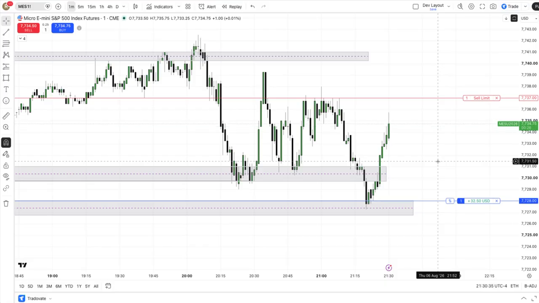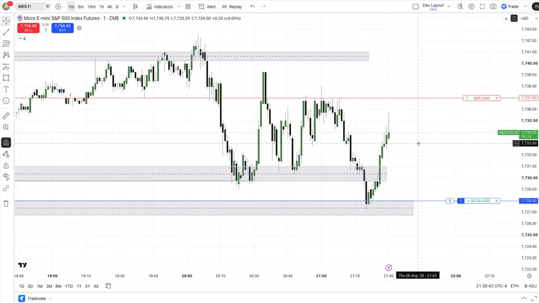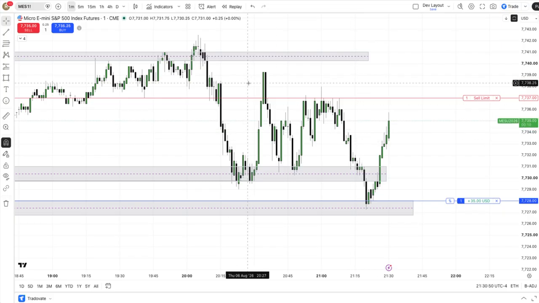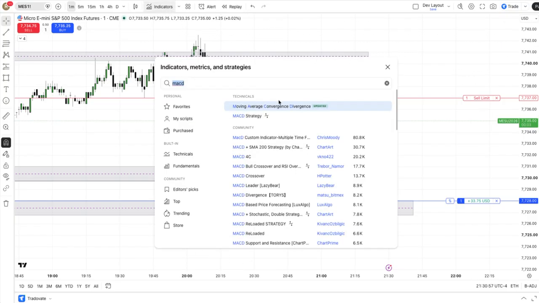In this video, we're going to be continuing where we left off in the last lecture, support and resistance. We're going to be looking at some indicator. Yes, another indicator. We started with the EMA, exponential moving average. This time we're going to look at the MACD, moving average convergence divergence.